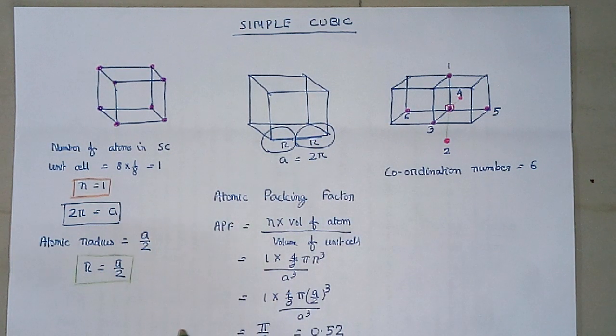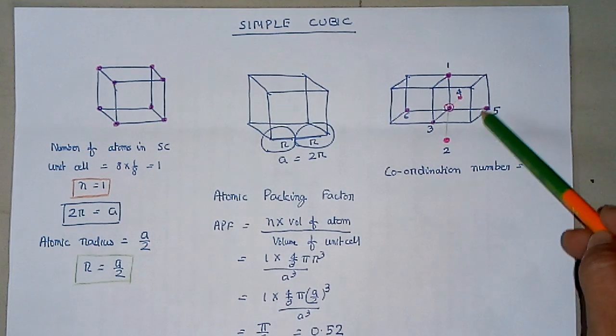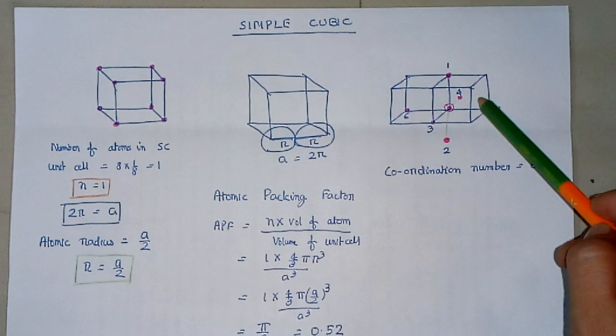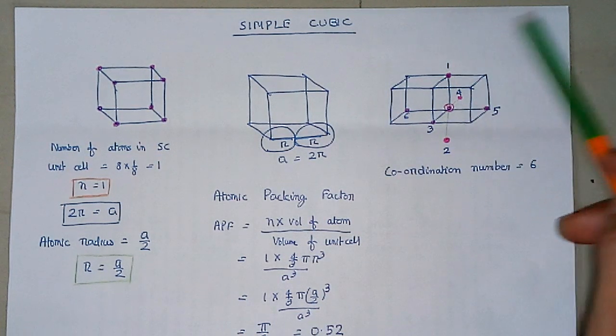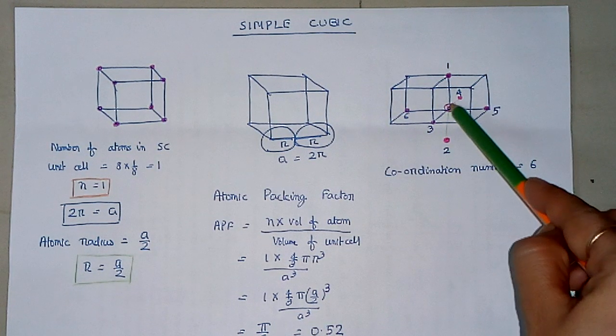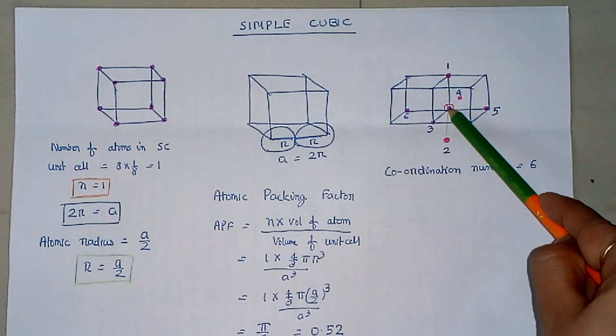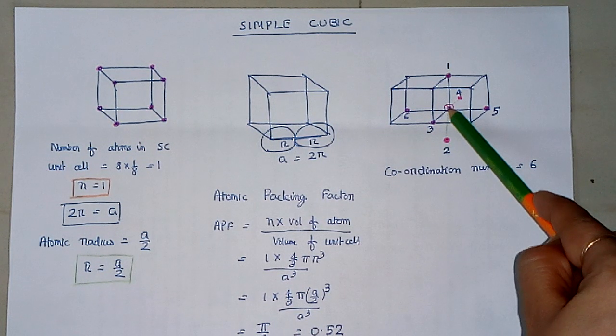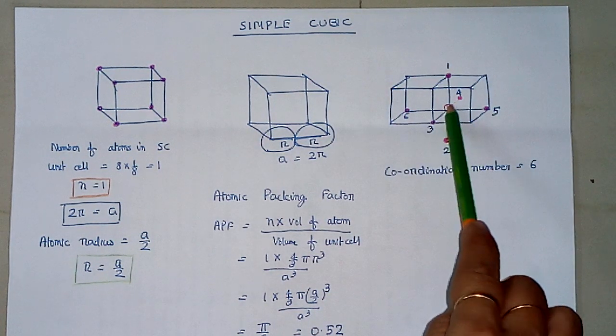That is the half of the cube base. Now let us see what is the coordination number of this simple cubic lattice. So coordination number is the number of nearest neighbors. Let us consider this particular atom or ion in this simple cubic lattice. Now let us consider this atom.